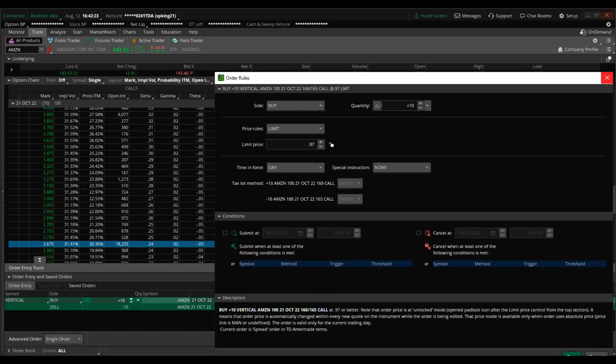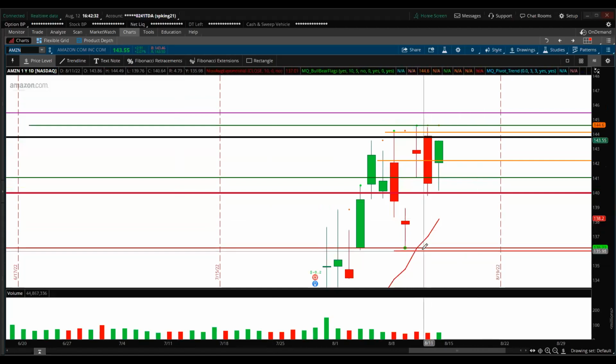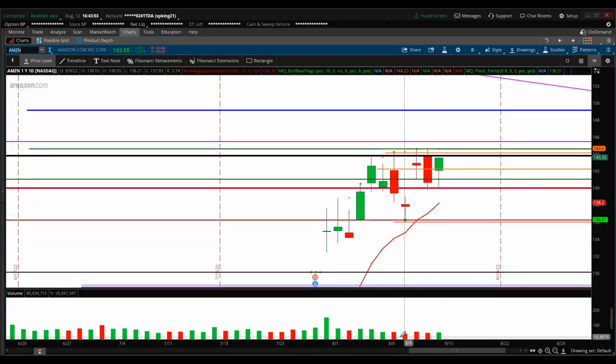It will take you out of the order if that 136 is hit, or if 50% of the value is hit, whichever comes first. That's your stop loss. You don't have to worry about it or even track it. That's a great thing about Thinkorswim and how you can set up option trades: you set your order, you get into it, and you just let it ride. So that's how I would set up my stop loss, based on the chart and also that 50% range.